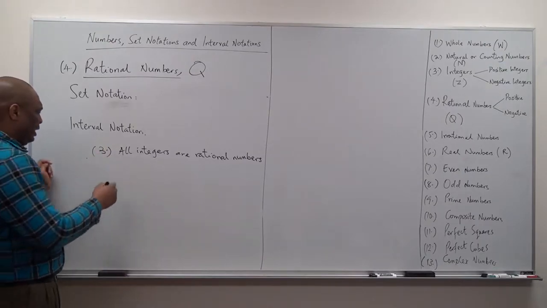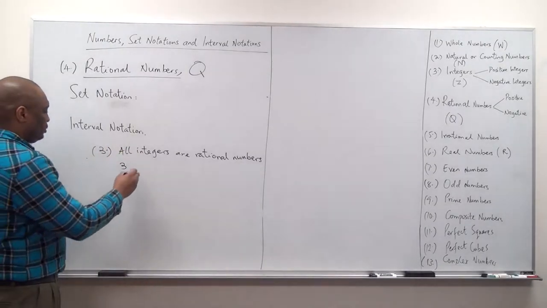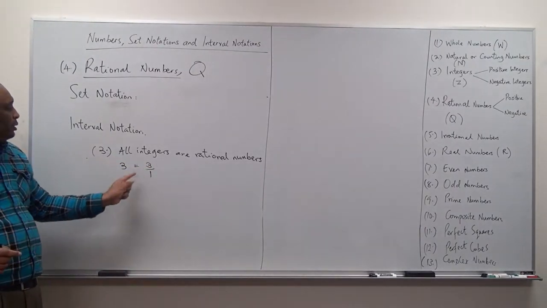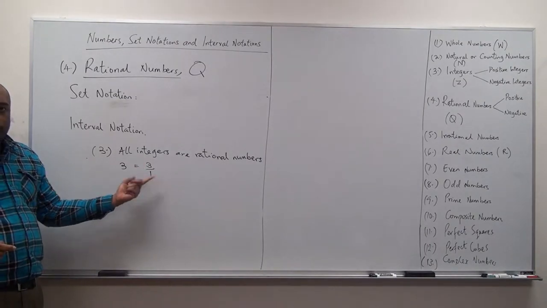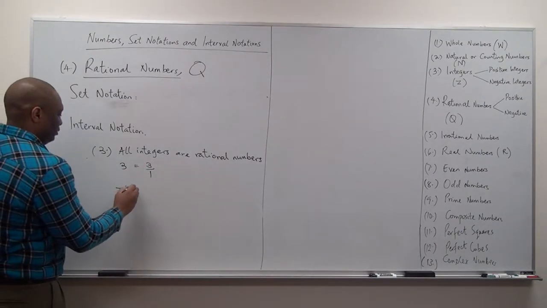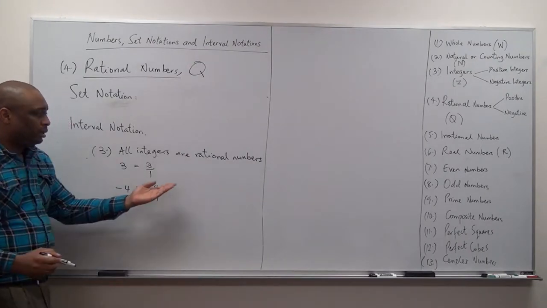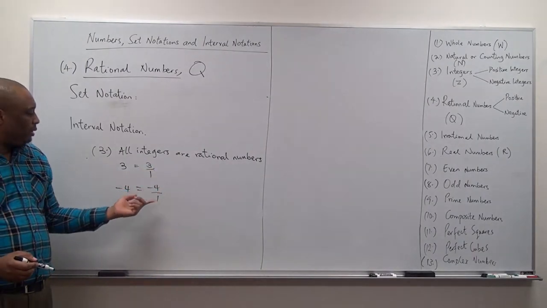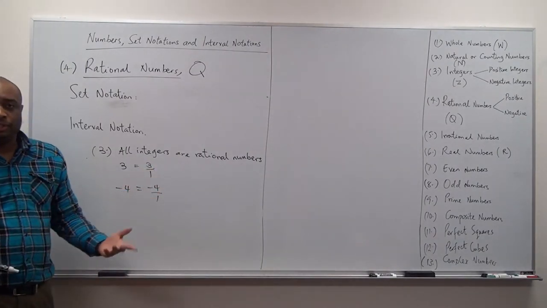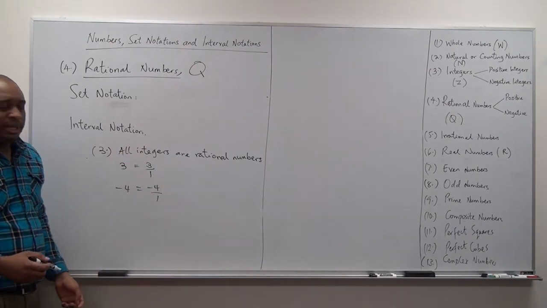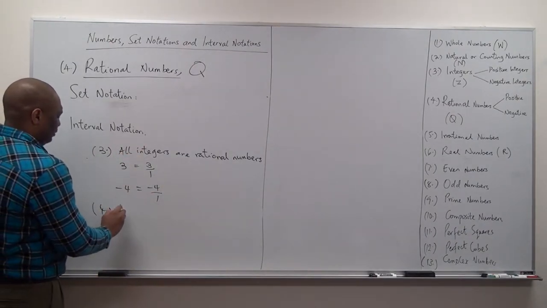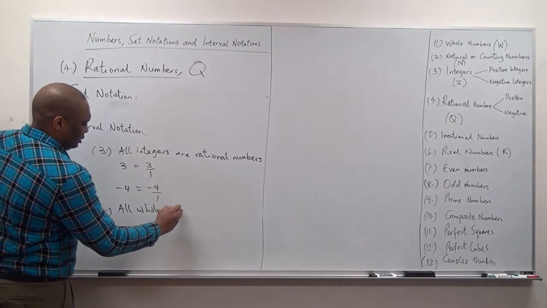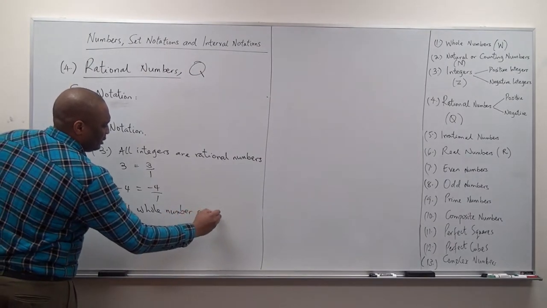For instance, if you have a 3, 3 actually means 3 over 1. That is a ratio of 3 is to 1. So this is also a rational number. If you have a negative 4, it still means negative 4 over 1. So this is a positive rational number, 3 over 1, and negative 4 over 1 is a negative rational number. So all integers are rational numbers. Another one is that all whole numbers are rational numbers.